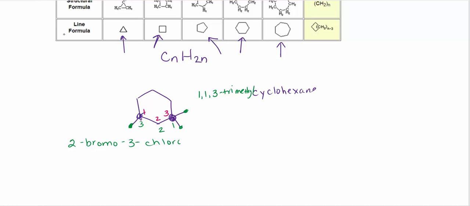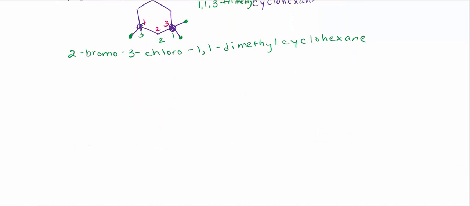So what if we had something like 2-bromo 3-chloro 1,1-dimethyl cyclohexane? It looks like it's going to be a really big molecule, but you just follow the same rules. Start with your root, your parent chain. You have a cyclohexane. And just because I need to start somewhere, I'm going to call this carbon 1, 2, 3, 4. I'm just going to number it that way.